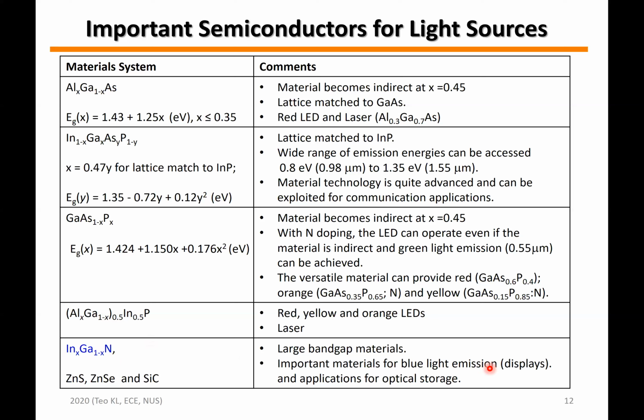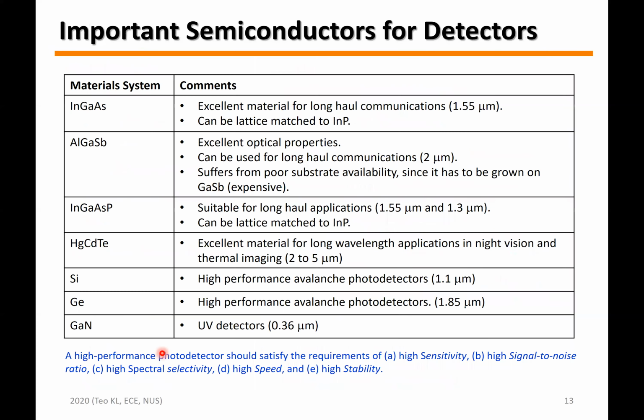Other materials that can be used for blue light emission are zinc sulfide, zinc selenide, and silicon carbide. But there are issues in their doping structure as compared to indium gallium nitride. So the current technology for blue light emission basically uses indium gallium nitride, and indium gallium nitride has also been used for laser diodes.